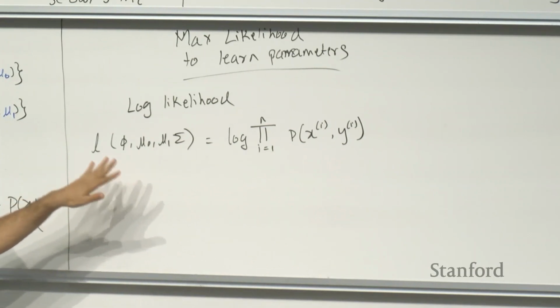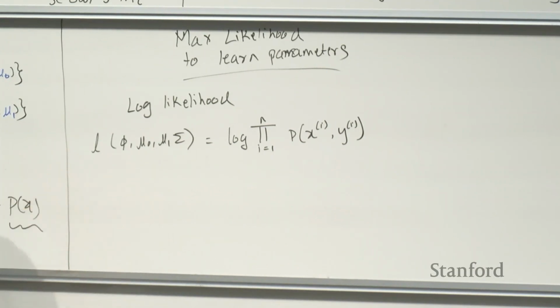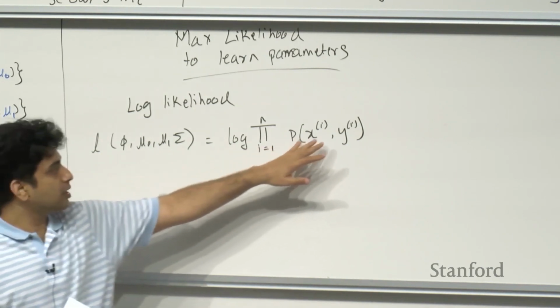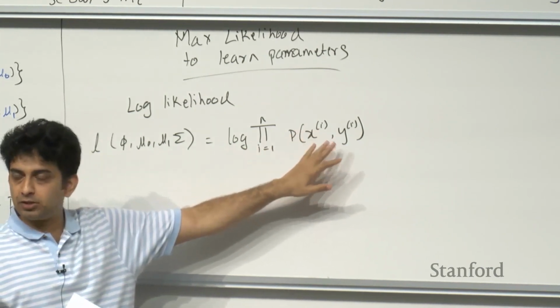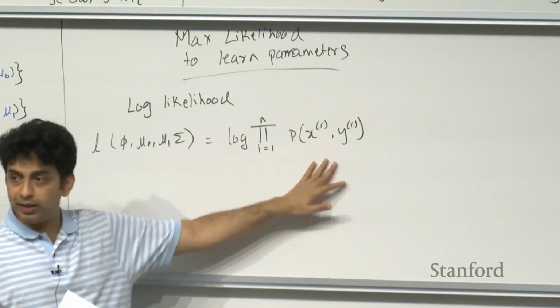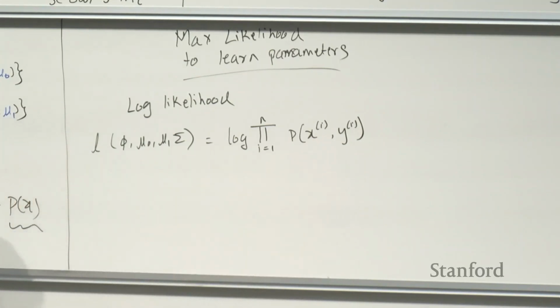And this is the key difference between generative models and discriminative models. In generative models, we are interested in the joint probability of p of x comma y, and in discriminative models, we only care about p of y given x. This question.